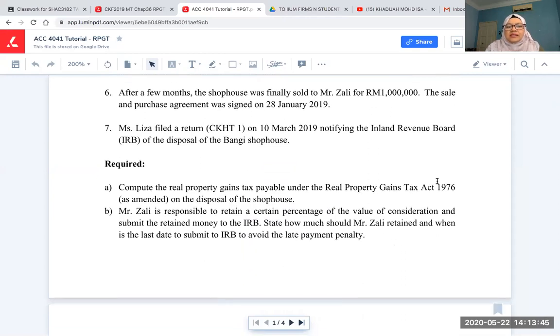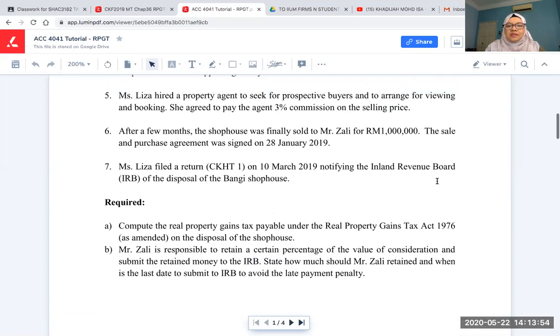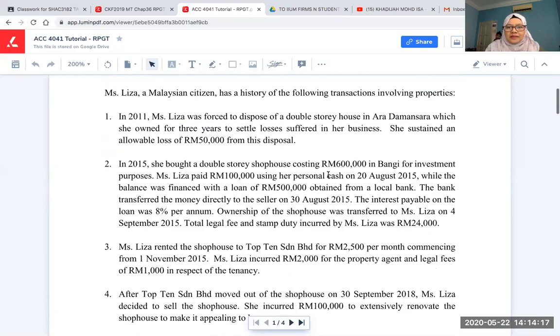So in this case, it says compute the real property gains tax payable under RPGT on the disposal of the shop house. And number 2, Mr. Zali is responsible. So who is Mr. Zali? Mr. Zali is the acquirer. Liza is the disposer. Mr. Zali is responsible to retain a certain percentage of the value of consideration and submit the retained money to IRB. State how much Mr. Zali should retain and when is the last date to submit to IRB to avoid late payment penalty.